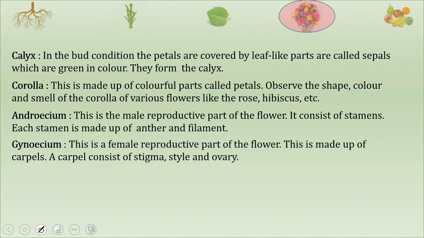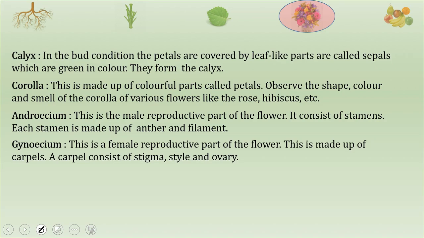Okay, children? Next is calyx. In a bud condition, the petals are covered by leaf-like parts called sepals, which are green in color. They form the calyx. Okay, corolla. This is made up of colorful parts called petals. You observe the shape, color and smell of the corolla of various flowers like rose, hibiscus or any flower which you like. You can observe their petals.